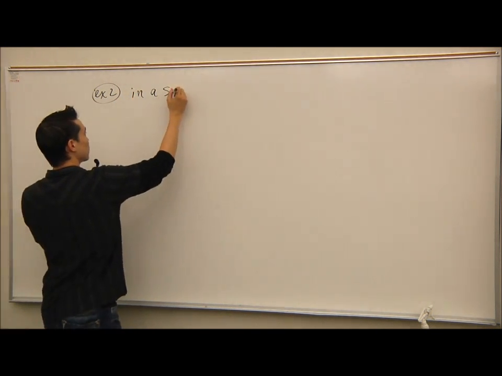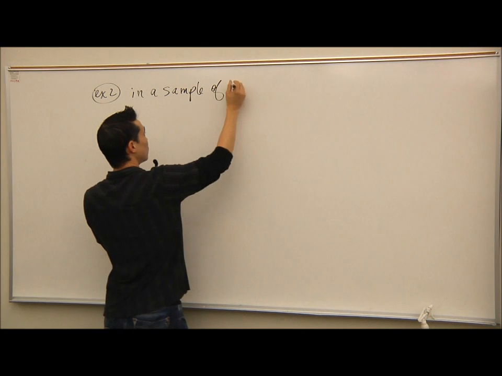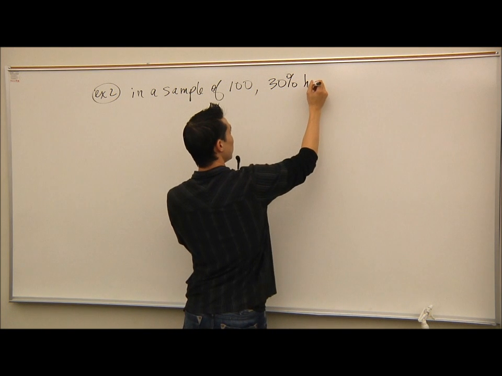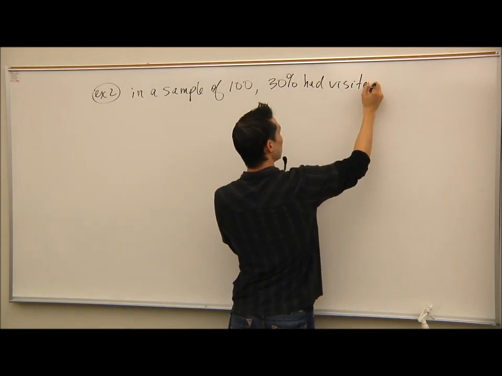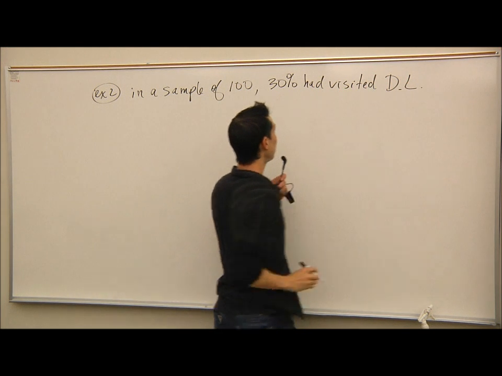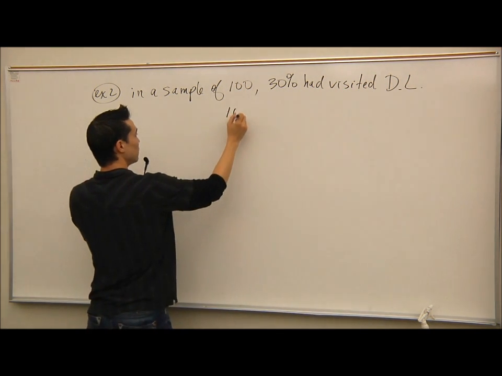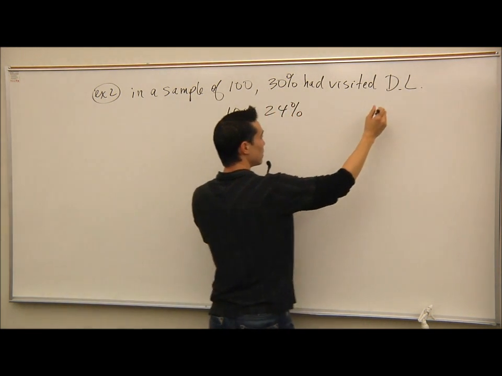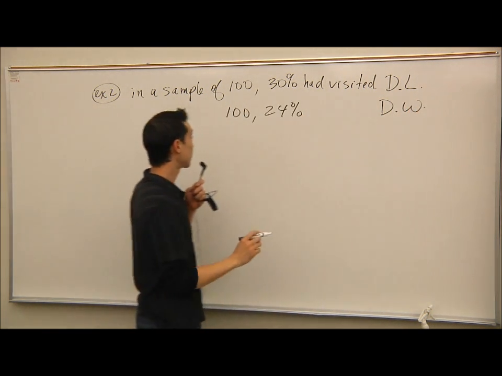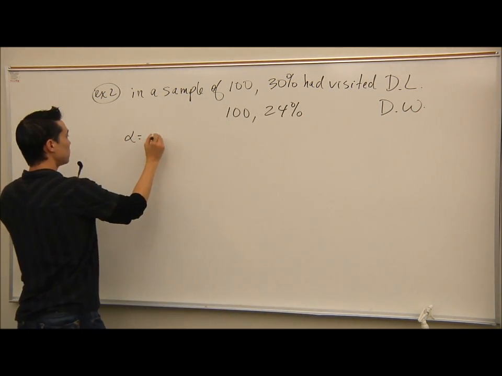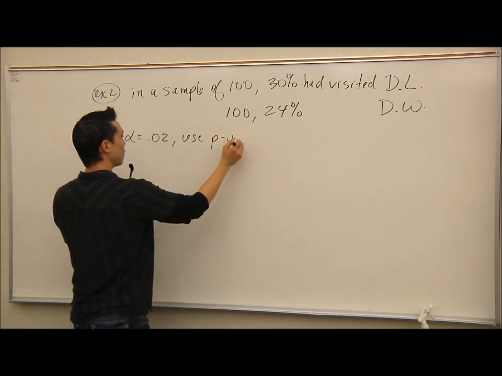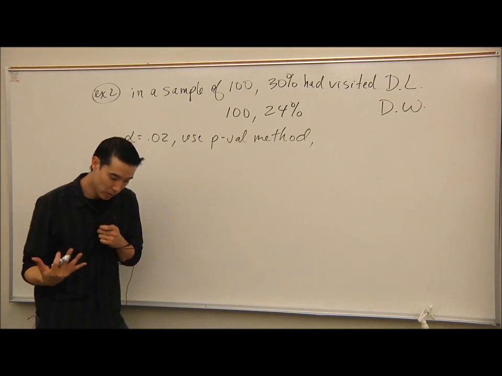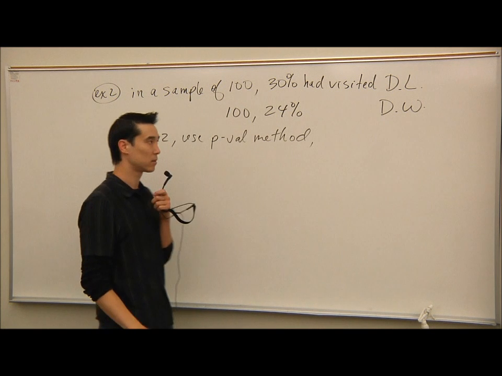So in a sample of 100, 30% had visited, I'll use DL for Disneyland. In another sample of 100, 24% had visited Disney World. Okay? Alpha equals 0.02, use p-value method. And the question that is asked, what we want to answer is, are the proportions different?